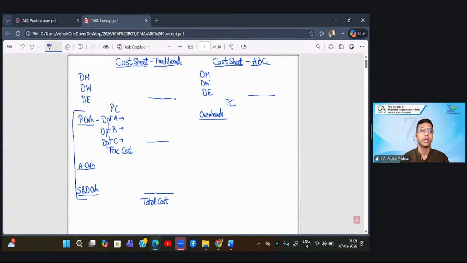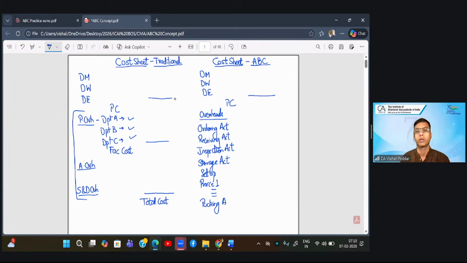So the names given for charging overheads, earlier charged department wise, are now charged activity wise, like ordering activity, receiving activity, then inspection. What is this? I'll explain. Let me first give you the end result, you should know the final presentation, so that when you understand the components and the process, it will connect to you. So ordering, receiving, inspection, storage, ACT means activity, setup, process one, etc., maybe concluding with packing and delivery.